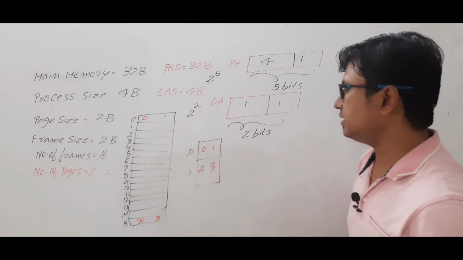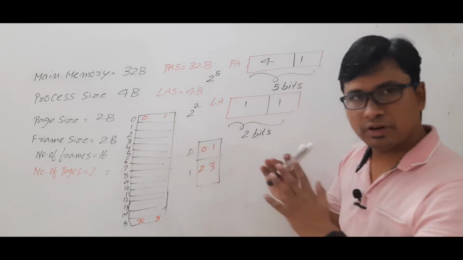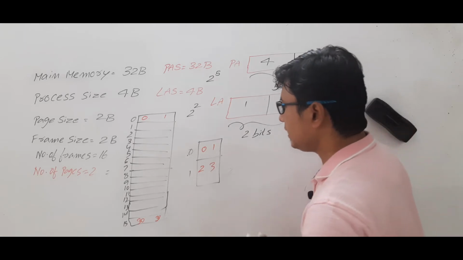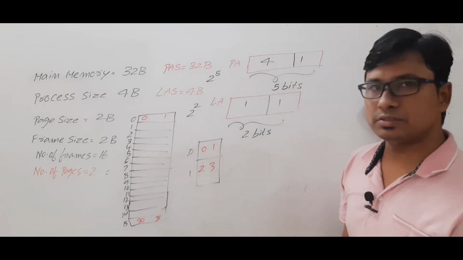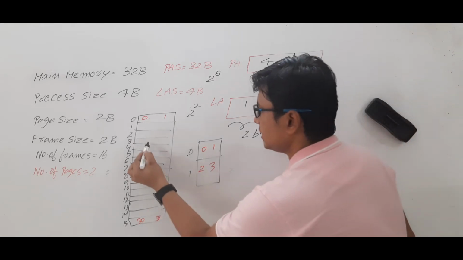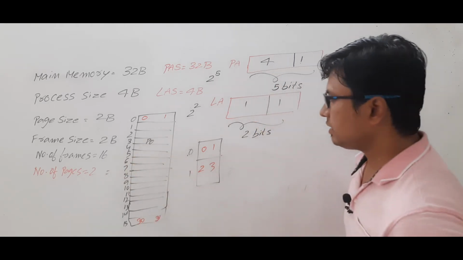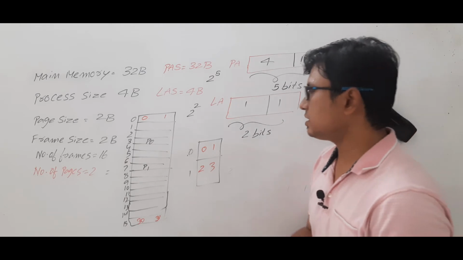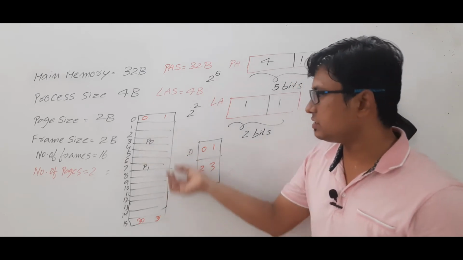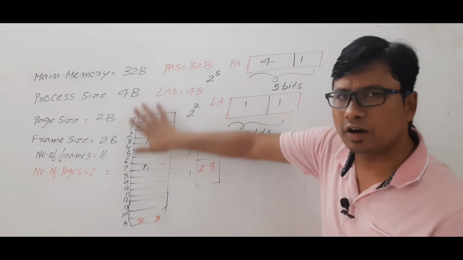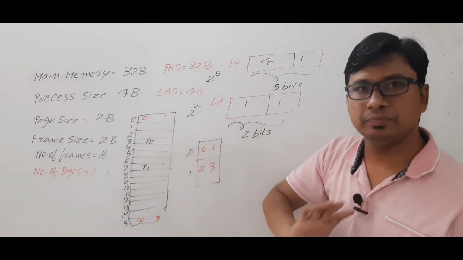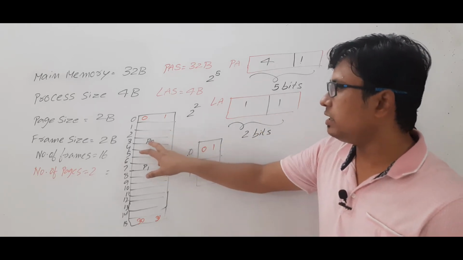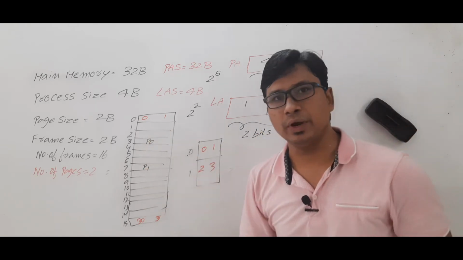Now look at here. Let's take that some of the frames are full and let me keep page number 0 of the process here, and then page number 1 here. You can ask me, sir, as continuous memory is there, why are you keeping it like this? Let's consider that all are filled except these 2 frames. So I have kept page number 0 and page number 1.